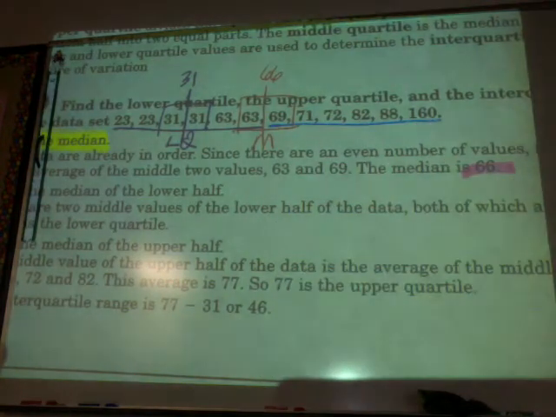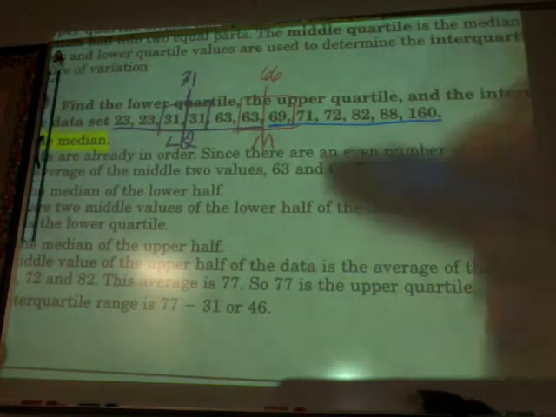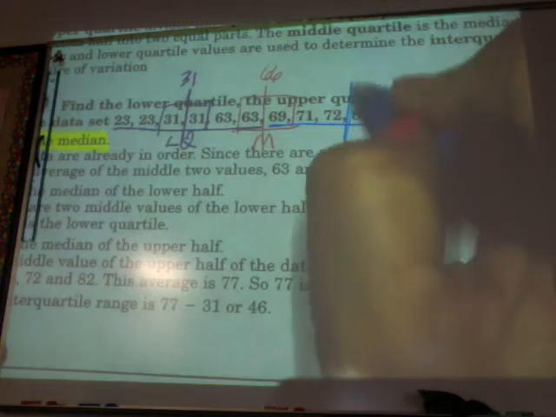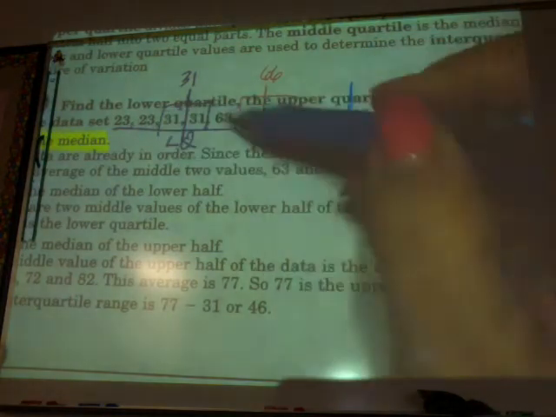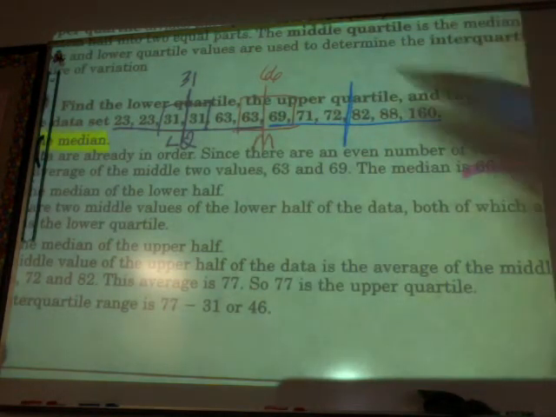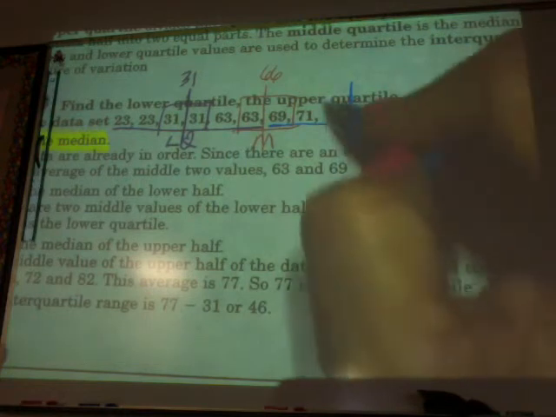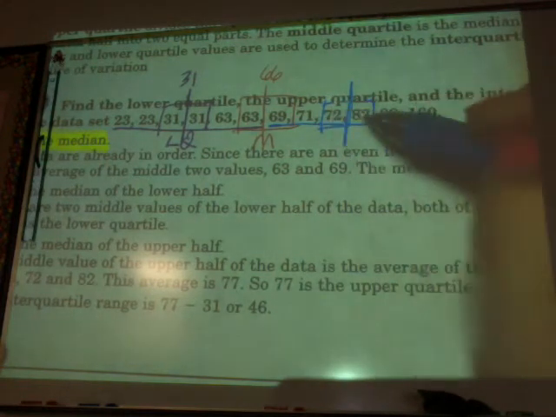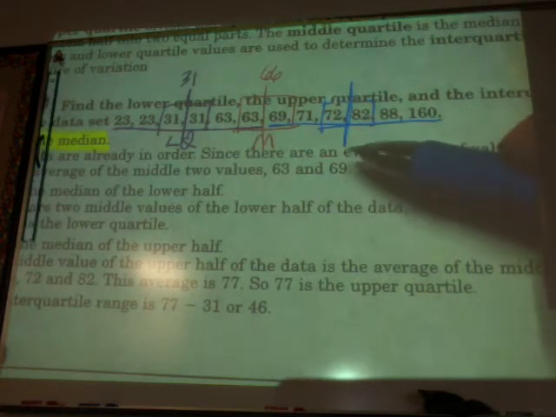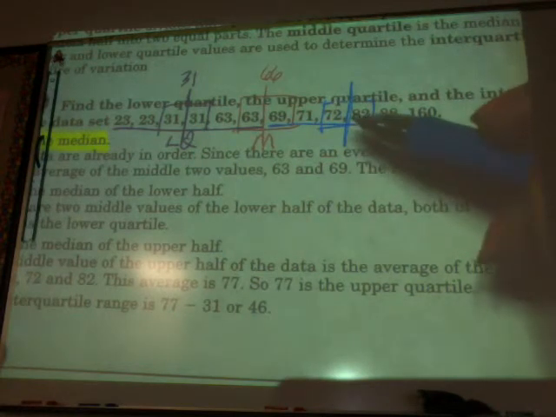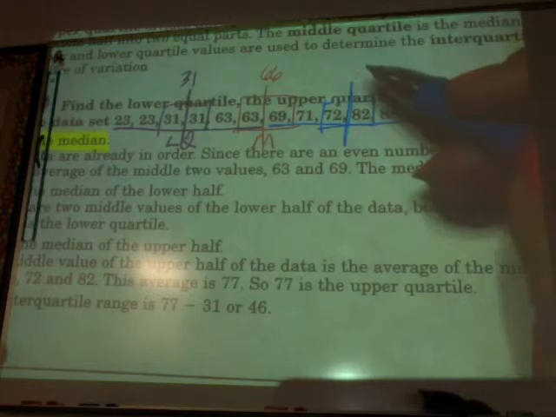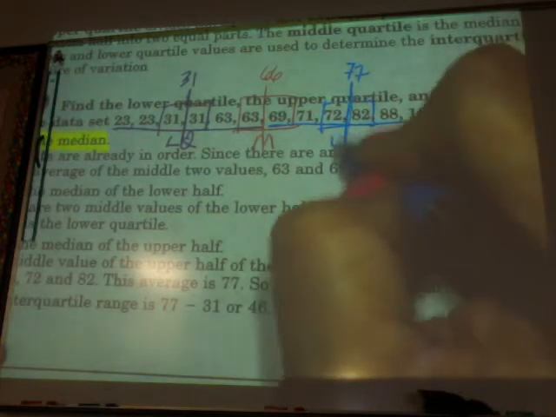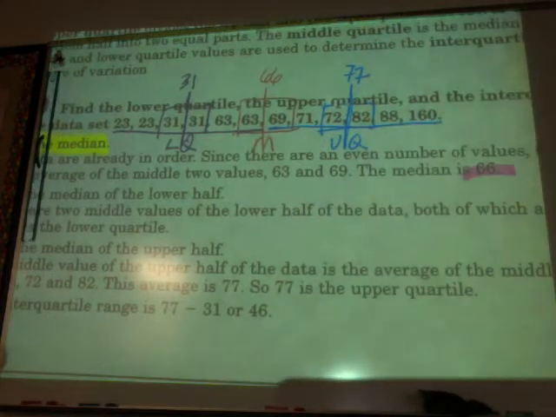And so again, we have 6 pieces of data. You're going to cut this upper half in half, counting by 3s. So now we have 1, 2, 3, 4 quarters all together. You're going to find the median of these two numbers here. If you add 72 and 82 together and divide by 2, what do you get? 77. And this gives you the UQ, or the upper quartile.